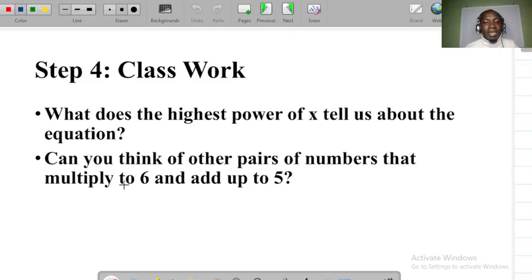Now, the second classwork question you have here is, can you think of other pairs of numbers that multiply to 6 and add up to 5? Yes. There is none. That's correct. There is no other two pairs of numbers aside from 2 and 3 that when multiplied will give 6 and when added will give 5. No. So that is it.